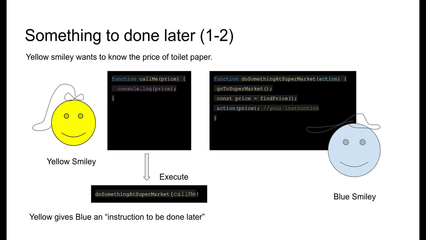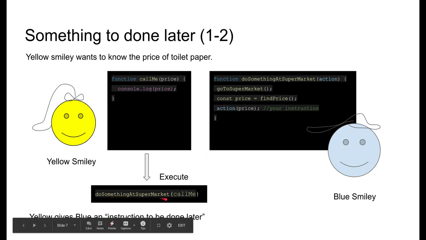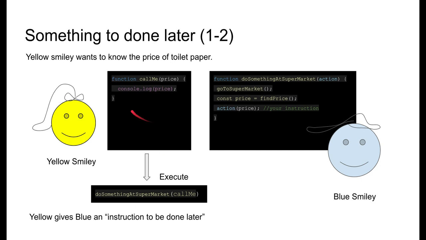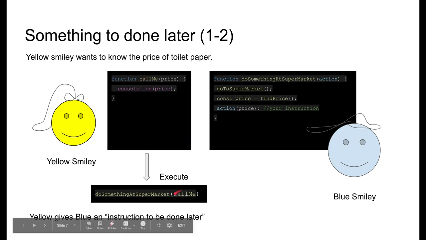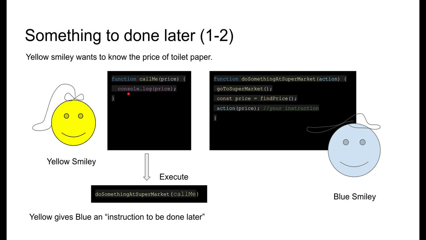Yellow Smiley will call the function called do something at supermarket right here. And she's gonna pass her function call me through this parameter here. And call me is just a function that takes price as a parameter and console logs out the price.